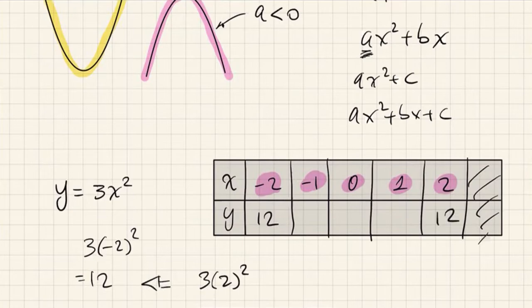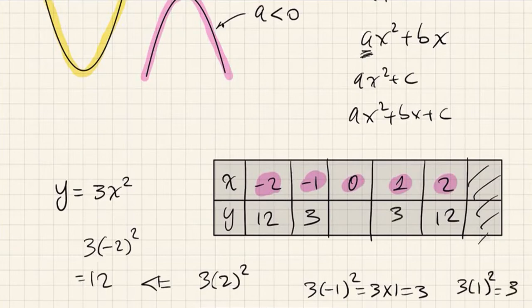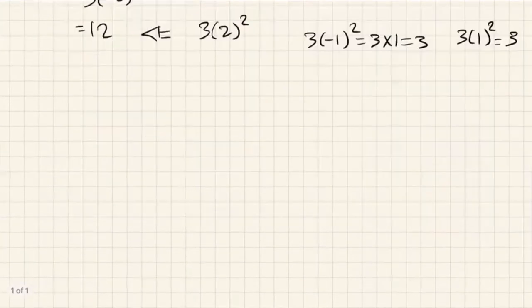If I substitute x equals -1, 3 times -1 squared is 3 times 1, which equals 3. If x equals 1, 3 times 1 squared is 3 times 1, which is also 3. If x equals 0, 3 times 0 squared is 3 times 0, which equals 0. So these are the points that I need to draw my graph.